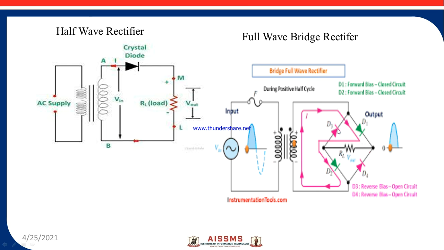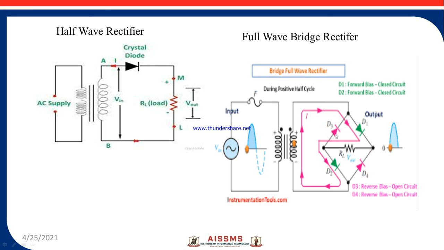Now what happens to D3? As the positive at this point is connected to the cathode, D3 becomes reverse biased. Similarly, as this point is negative during the positive half cycle, the negative potential at the anode of diode D4 makes it reverse biased. So at a time both the oppositely connected diodes, D4 and D3, are in the off state, whereas D1 and D2 conduct.